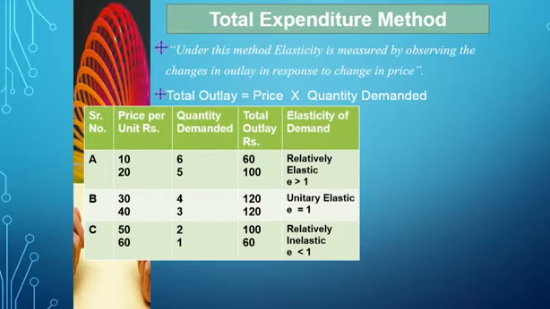And next, elasticity of demand: relatively elastic, unitary elastic, and relatively inelastic. So let us start the explanation of the given table. In case A, or serial number A, original price is rupees 10 per unit and quantity demanded is 6 units. Therefore, total expenditure is rupees 60. When price rises from rupees 10 to rupees 20, quantity demanded falls to 5 units. The total expenditure incurred is rupees 100.